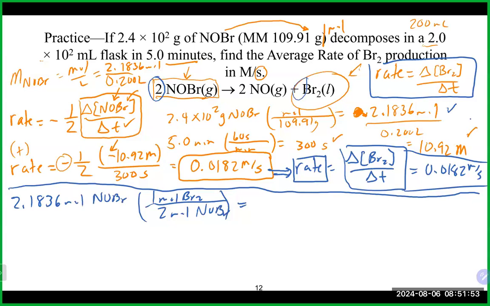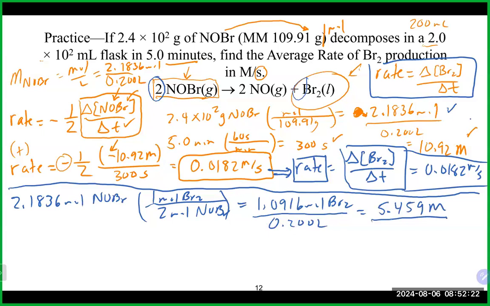That will get you 2.1836 divided by 2, which gets you something like 1.0916 moles of Br2. Now that you did the stoichiometry part, you could just do the kinetics part of it, which is I need to turn that into molarity. So I'm going to divide it by 0.2 liters. That will give you something like 5.459 molar. You then would divide it by the time aspect of it, which is 300 seconds. And if you divide it by 300 seconds, you end up with obviously the same number we just ended up with there.